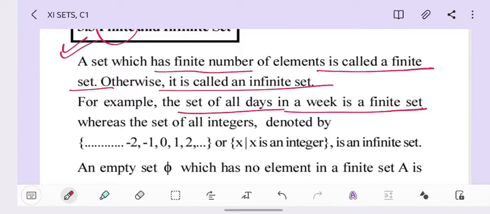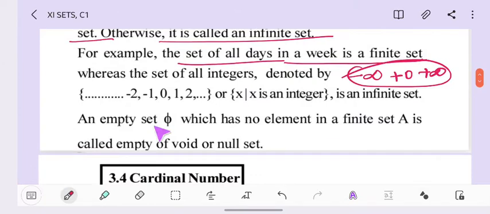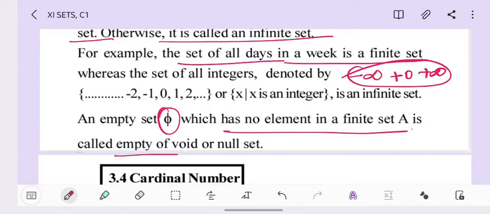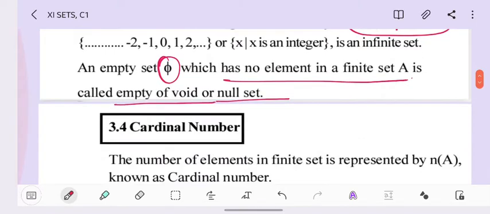There are 7 days in a week, so it is countable, so it goes to a finite set. Whereas all the integers from negative to positive, meaning minus infinity to plus infinity, what is it? Infinite set. Okay, and the empty set is phi, which has no element, is a finite set.